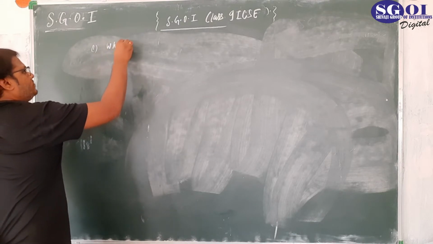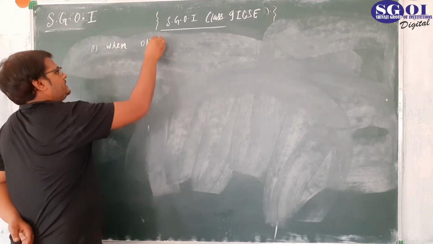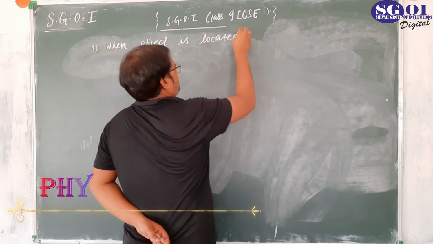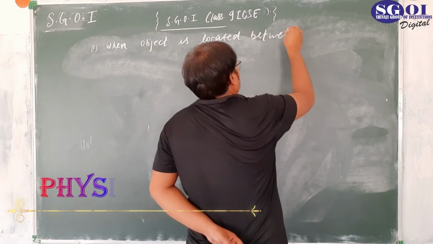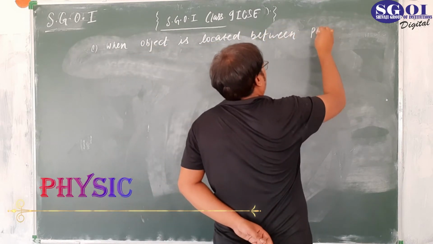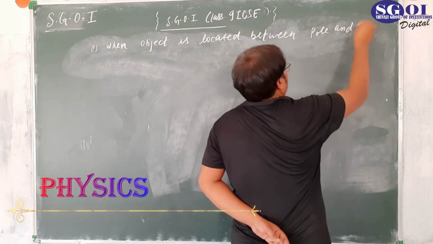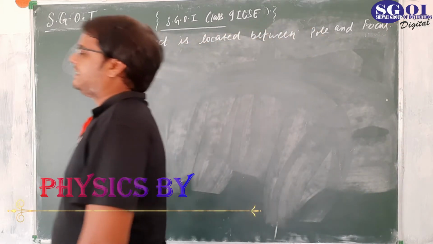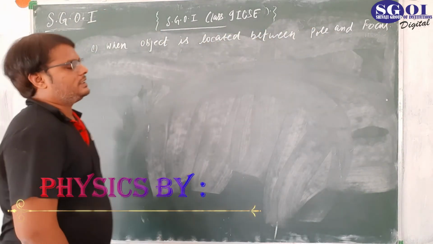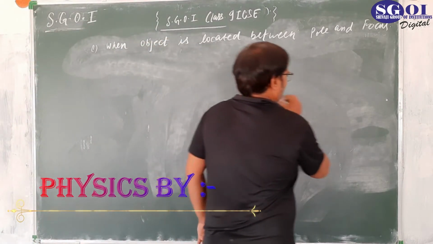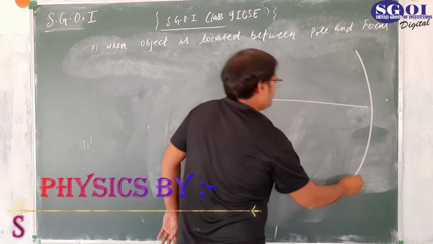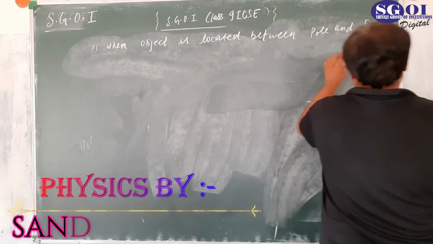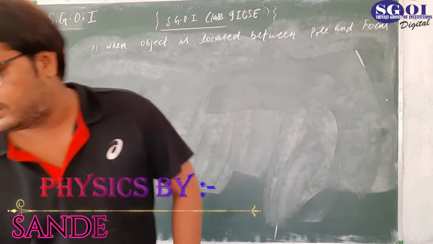When the object is located between pole and focus. This is the last case, the sixth case, and our object is located between pole and focus. So first of all, this is going to need a larger base, so we should draw the diagram in the middle of the page.